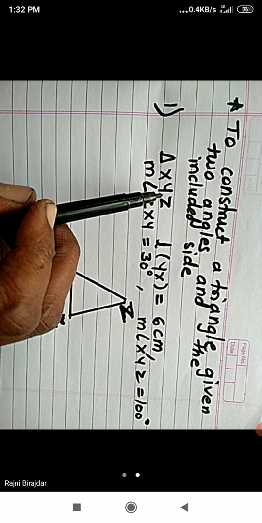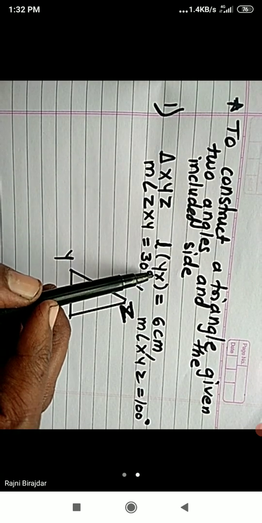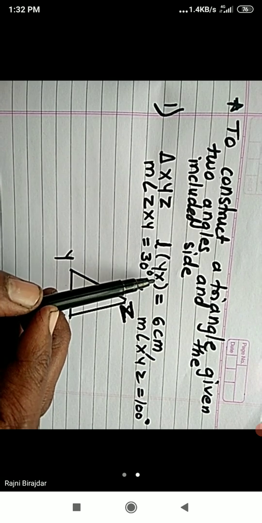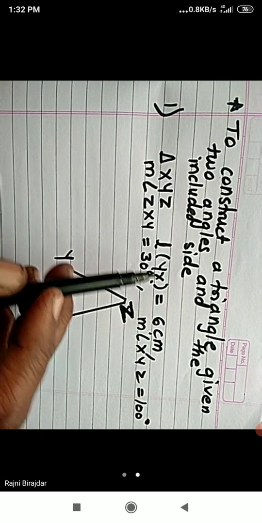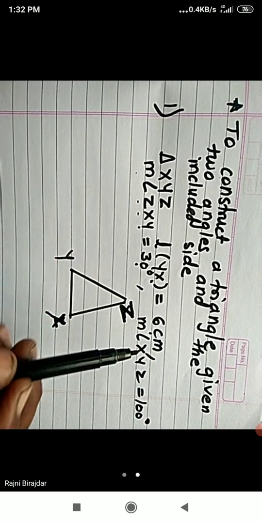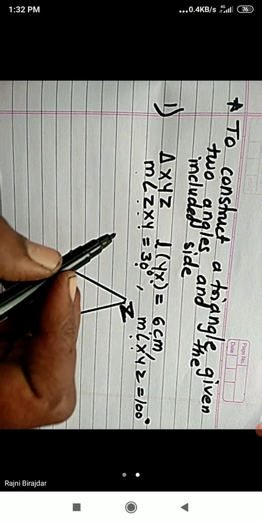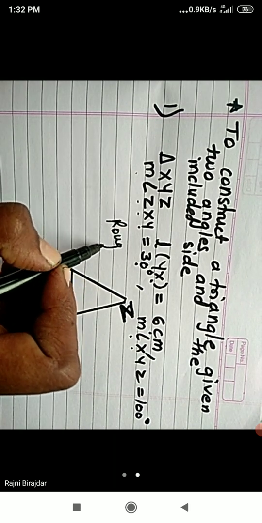Yes, for example, here in triangle XYZ, the length of YX is given as 6 centimeters. The measure of angle ZXY is 30 degrees, and the measure of angle XYZ is 100 degrees. So I have drawn a rough figure first.